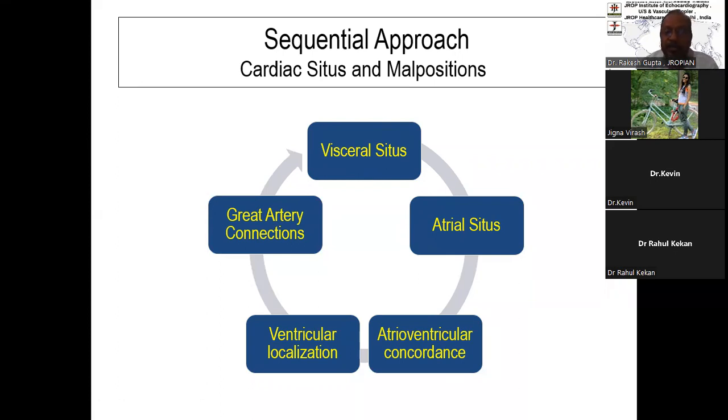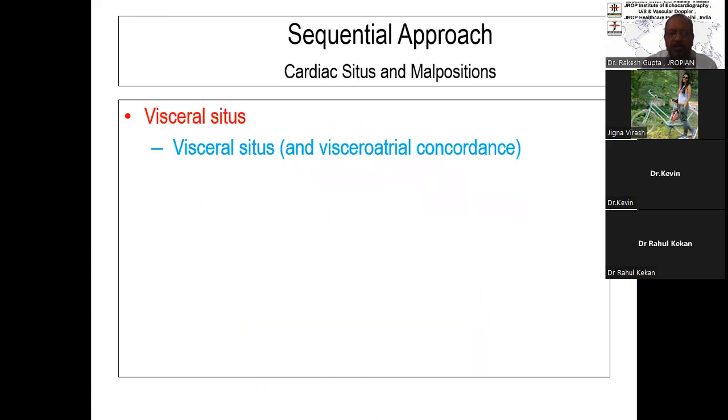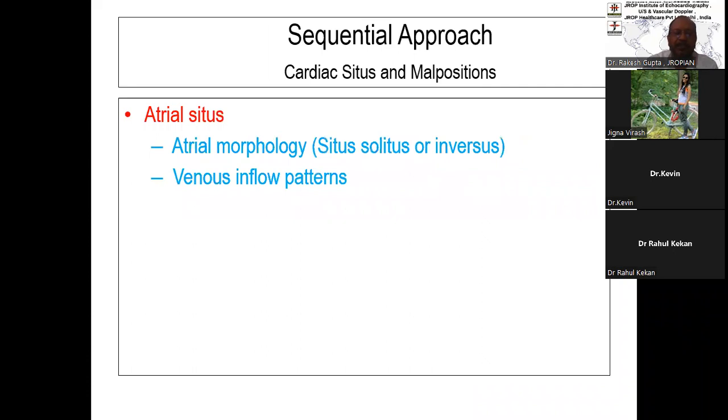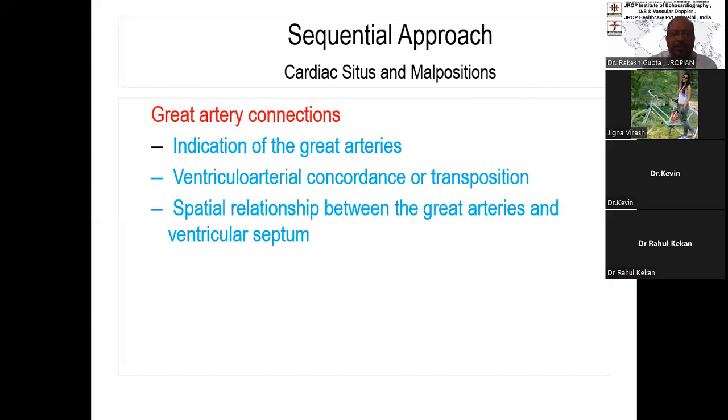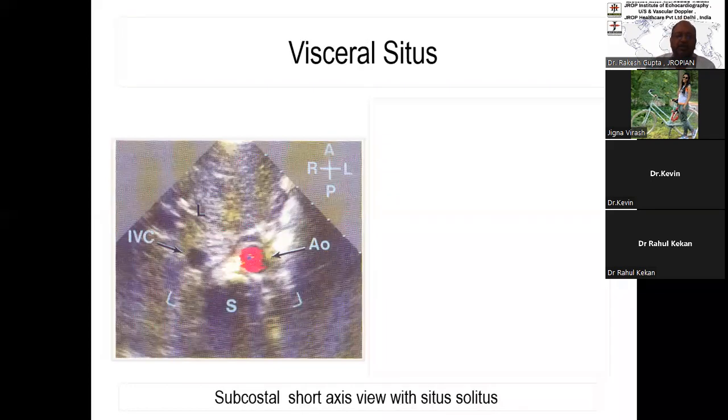Maybe at one time, I'm trying to fold a paper and trying to tell you how these things are going on. So when I say I'm going to show you, you can click on my image to look at what exactly I'm trying to show you, so that the image becomes bigger. Visceral situs, atrial morphology, ventricular localizations, base to apex, levocardia or dextrocardia, great artery connections in individual forms. This I'm going to show you live next week.